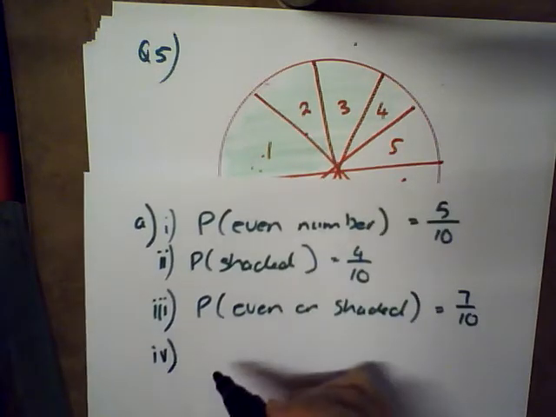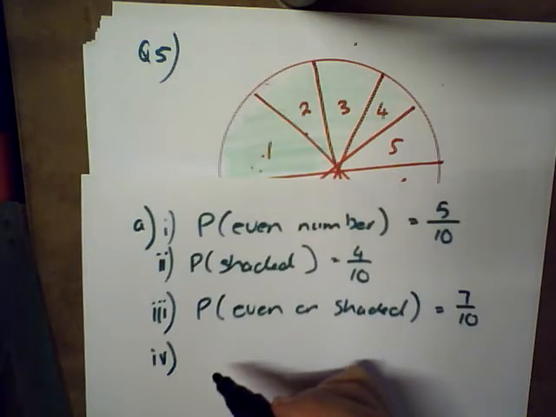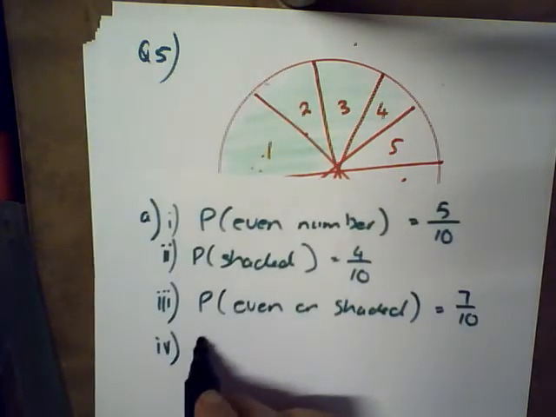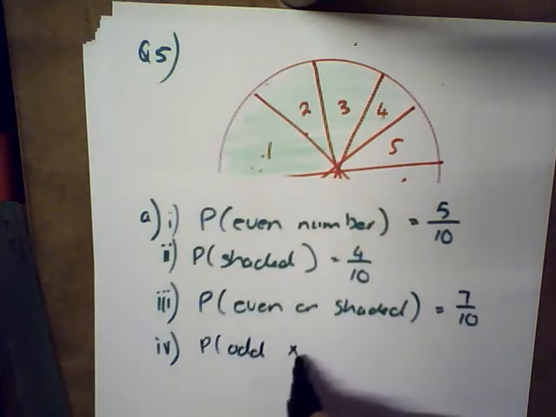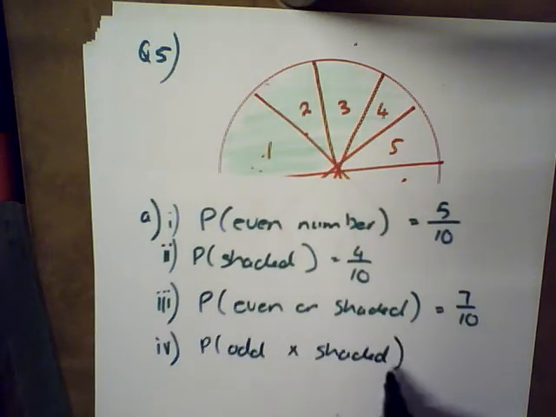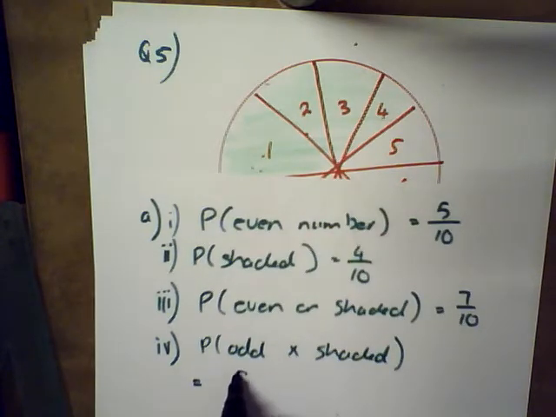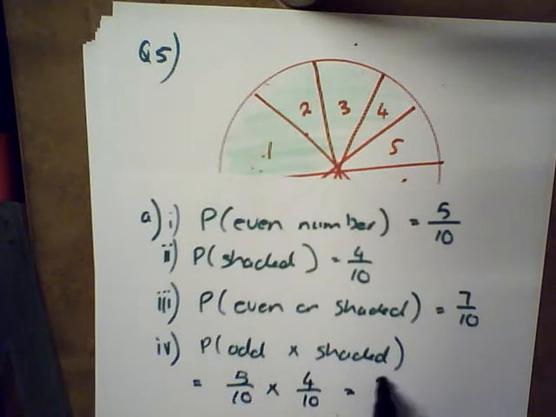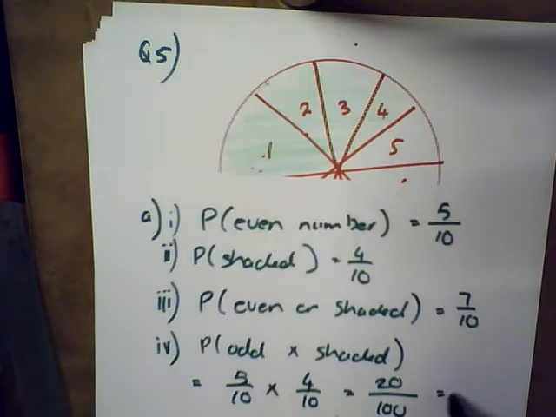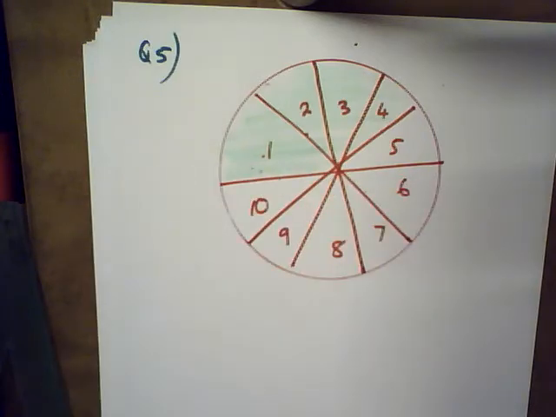And then number 4, the number is odd and the sector is shaded. Okay, so the probability that it's odd and shaded, let me quickly write it down. So it's odd, it's 5 out of 10. There's 5 odd numbers, and 'and' is always times, shaded is 4 out of 10, and that would give us 20 out of 100, or equal to 1/5. But for probability, we normally just keep our numbers as they are. Okay, that was question A.